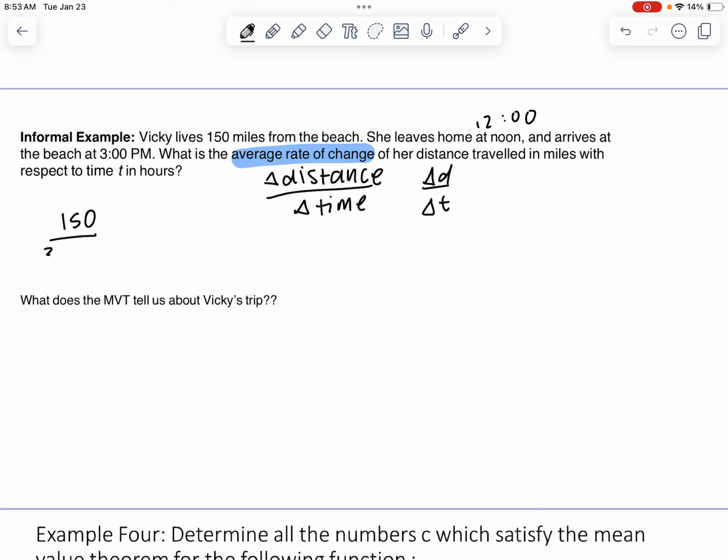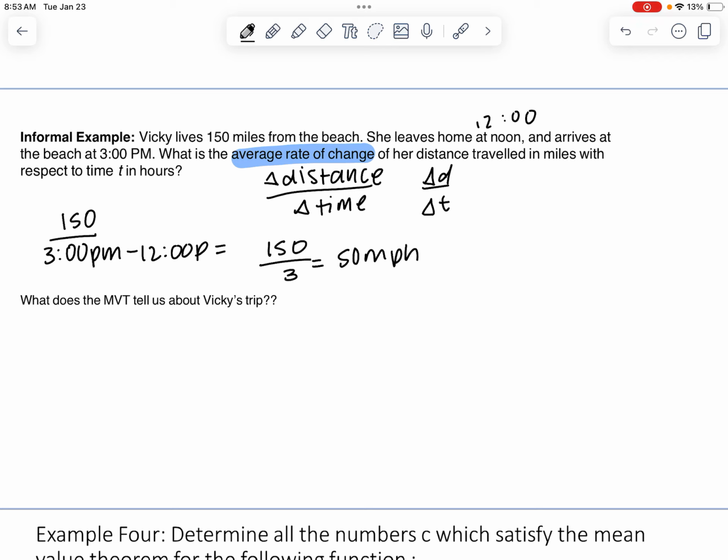And then the change in the time is 3 p.m. minus 12 p.m., which is 3 hours. So we get 150 over 3, which equals 50 miles per hour. So her average speed on this trip is 50 miles per hour.